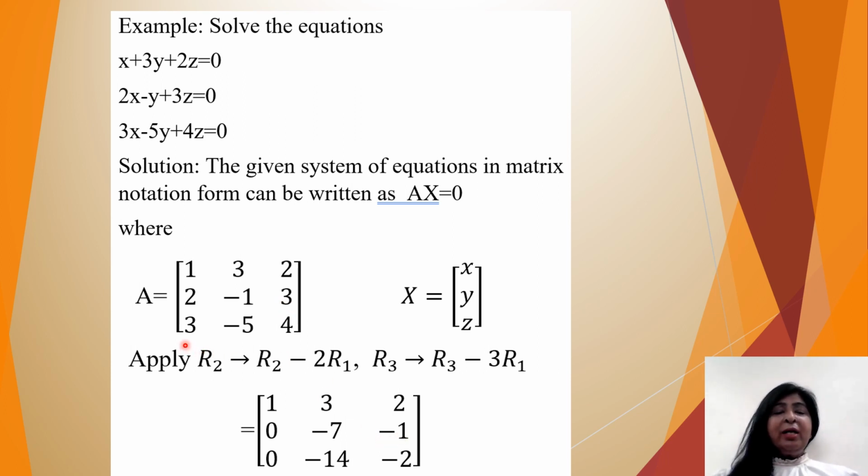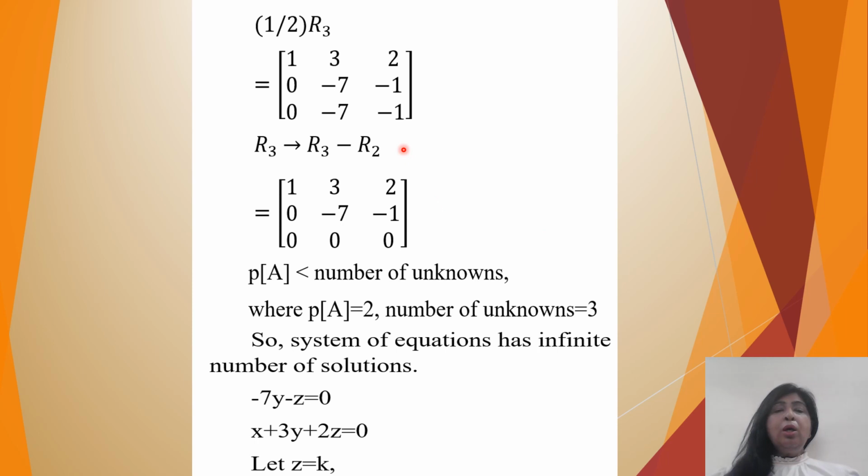Now the next elementary operation is R3 minus 3R1. So the entries of R1 get multiplied with 3 and subtracted from the entries of R3. So you will get 0, minus 14 and minus 2. Now what we do, we divide row R3 by 2. So what I am getting, 0, minus 7, minus 1.